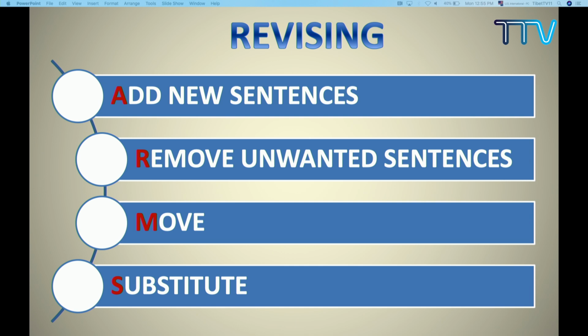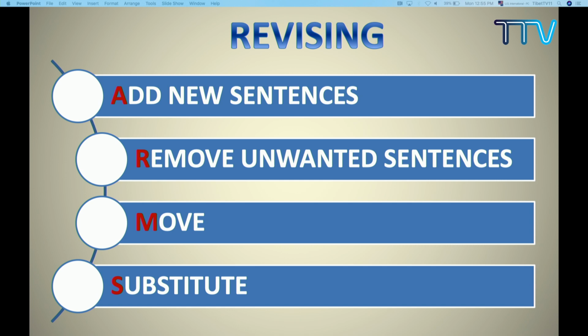In revising, you try to focus more on the content. What are you talking about? What do you want readers to know? Whatever you have written, do you think it serves your purpose of writing? You have to study all these things. So in revising, your work is more on the content rather than the mechanics of the writing. So you add new sentences.